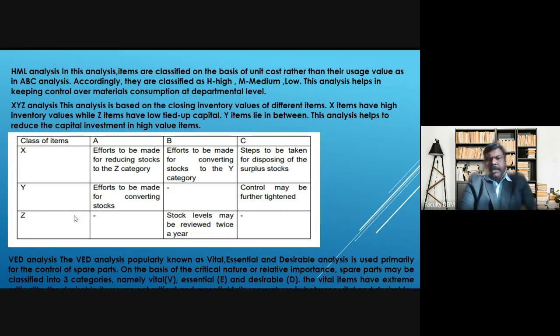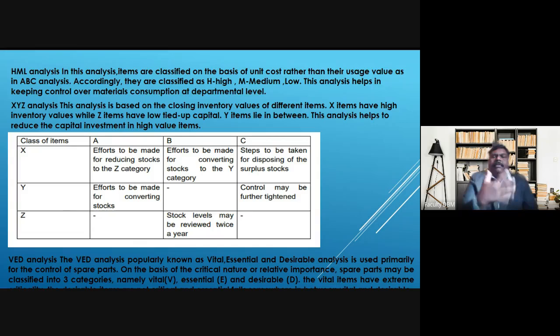And last we have VED analysis. VED is vital, essential, desirable analysis, used primarily for control of spare parts on the basis of critical nature or relative importance. Spare parts may be classified into three categories, namely vital, essential, desirable. Vital items have extreme criticality. The desirable items are not critical, and essential fall somewhere in between vital and desirable.